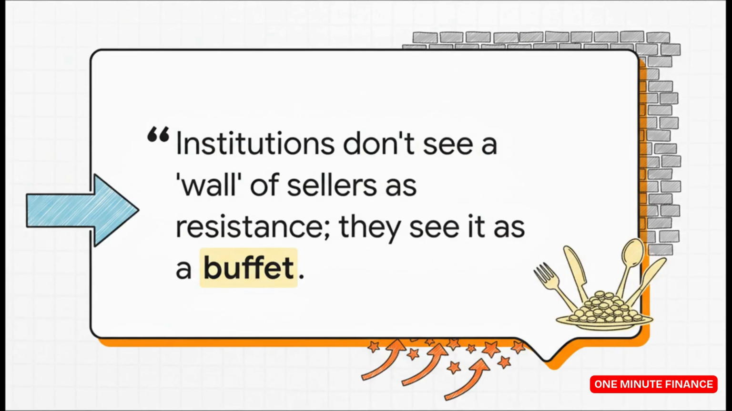Think about it. When a huge institution wants to buy 1 million shares of something, they need someone on the other side to sell it to them. So when they see a giant wall of sellers, they don't see resistance, they see a buffet. They see a golden opportunity to get their entire massive order filled at one price. That thing that looked like resistance, it actually becomes the fuel for the breakout.